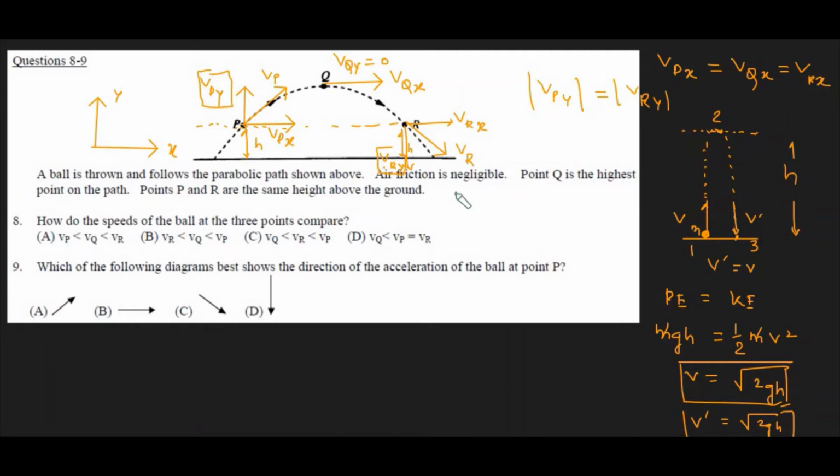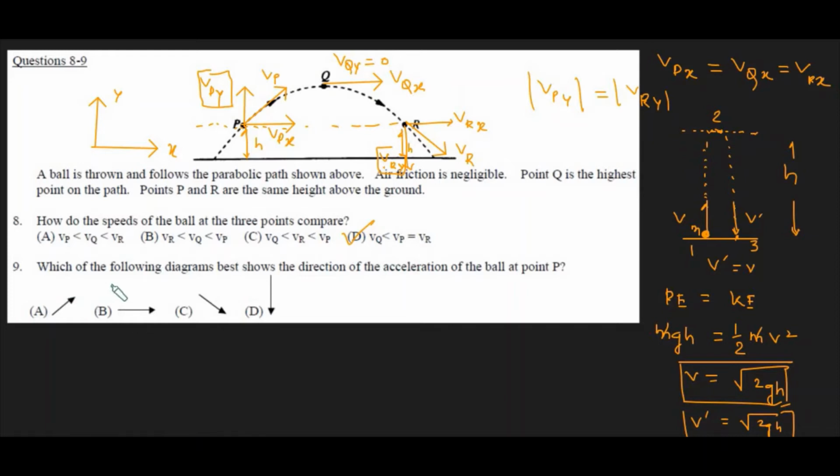So from there we can conclude, if we make a comparison between all the velocities, that the velocity at point P and the velocity at point R would be the same, and those are greater than the velocity at point Q. So that is given in option D.